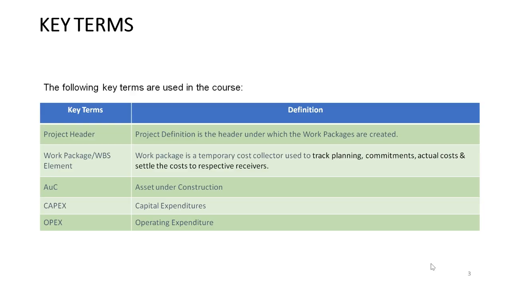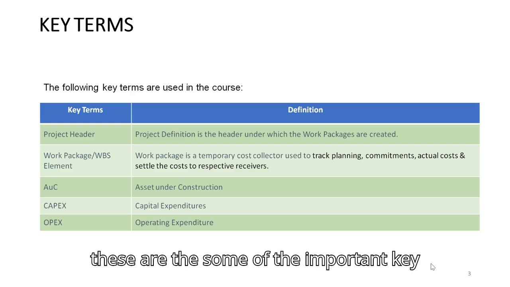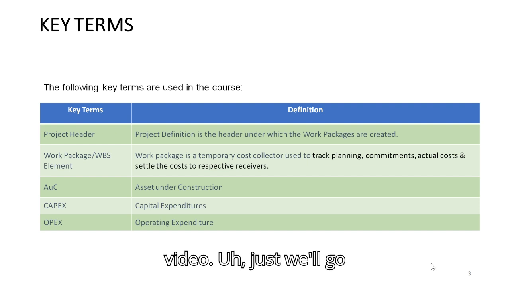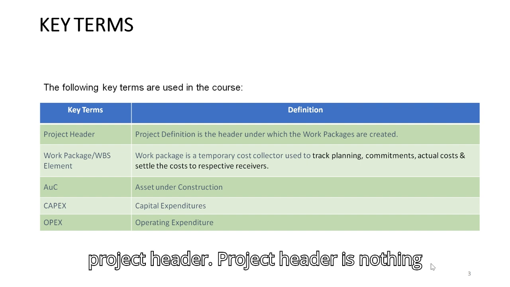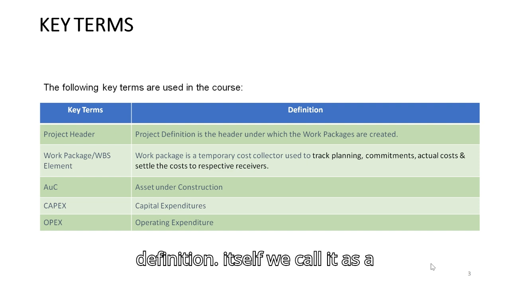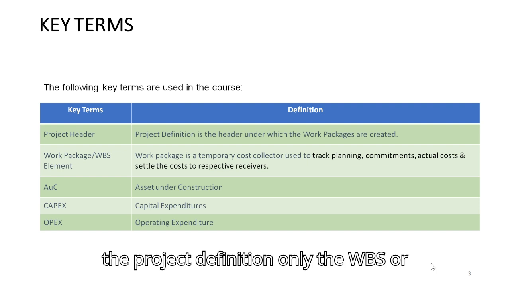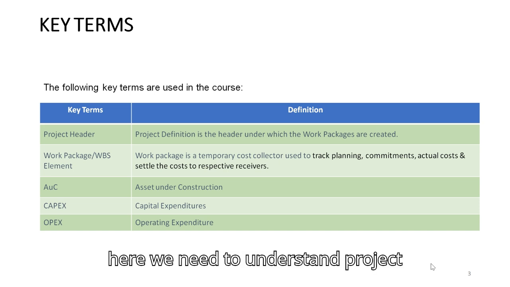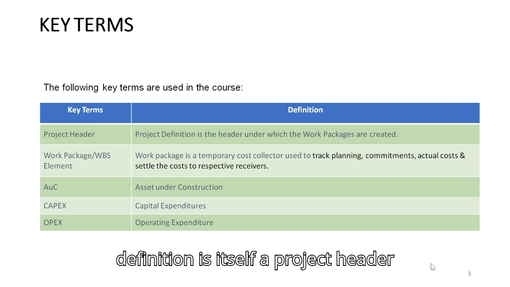So these are some of the important key terms that are used as part of this video. Let's go into brief to understand going further. Project header. Project header is nothing but the project definition. Project definition itself we call as a project header. So under the project definition only the WBS or work packages are created. So here we need to understand project definition is itself a project header.